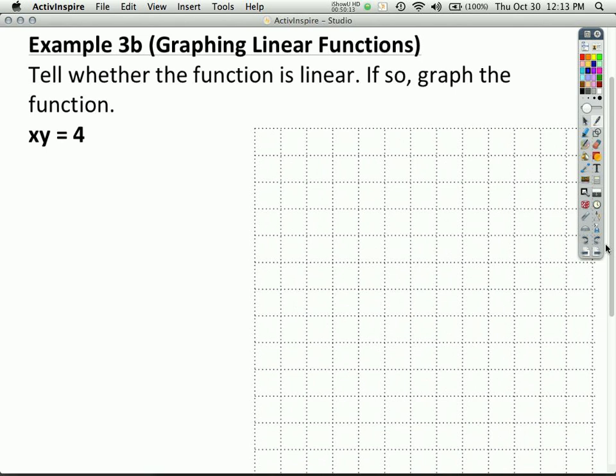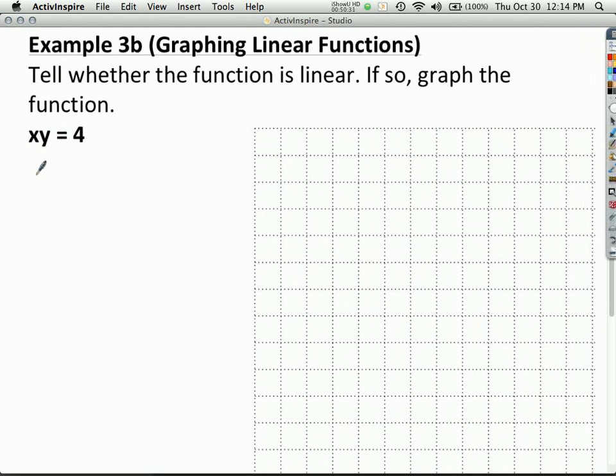So many more of you said it was not linear. Kaylee, you said it was not linear. Why? Because you can't multiply the x and y. That's exactly right. That was an absolutely beautiful explanation. If x and y are multiplied by each other, that's not linear. X has to be added to y. This would be linear. This would not.